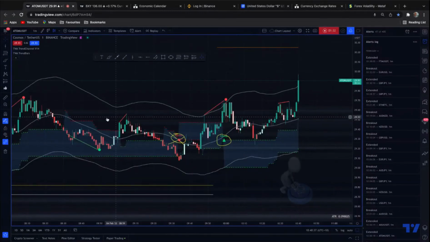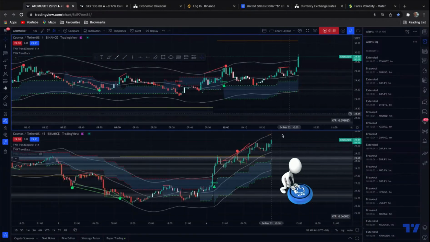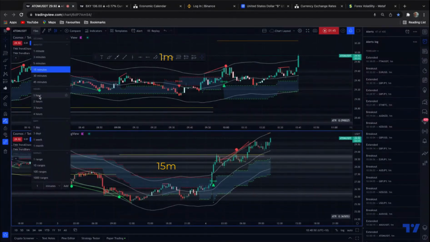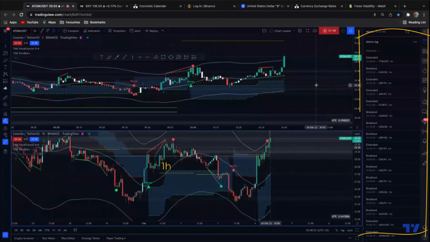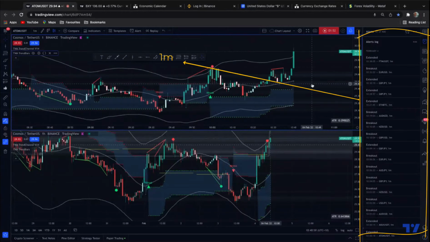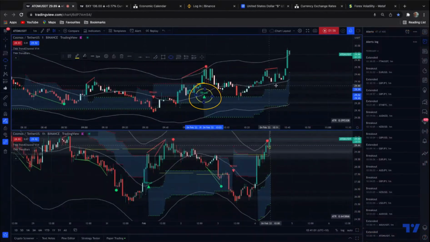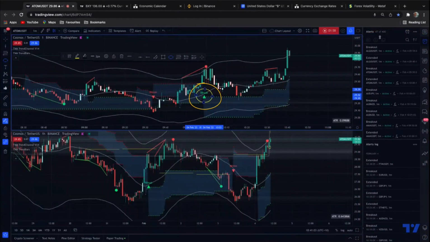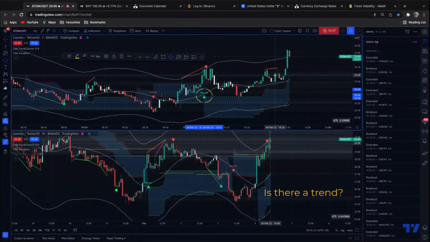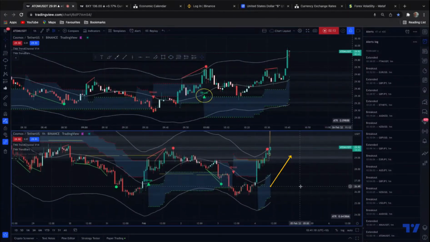So how this works, have a look. I've got two charts open here. This is a 15, and we can go out further if you want. We can go to the 30 or the 1 hour. We've got these signals firing on the 1 minute chart. So there's our breakout signal, and as you can see over here in the alerts log, there's all the signals. When the signal fires, we come in, and the first thing I'm going to look at is, is there a trend? Are we trading in a trend here on the higher time frame?